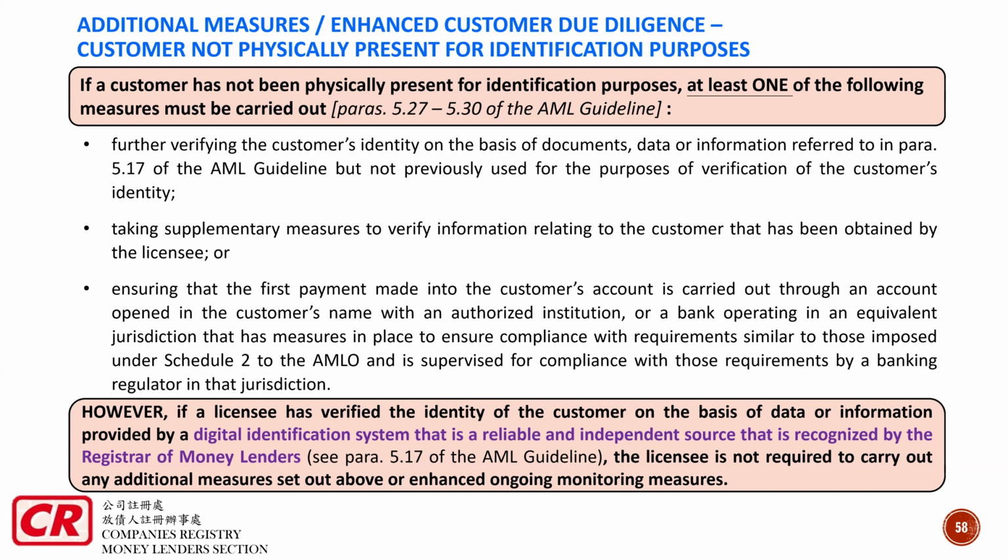However, there's one exception. If a licensee has verified the identity of the customer on the basis of data or information provided by a digital identification system that is a reliable and independent source and is recognized by the Registrar of Moneylenders, then the licensee is not required to carry out any such additional measures set out above or the enhanced ongoing monitoring measures.